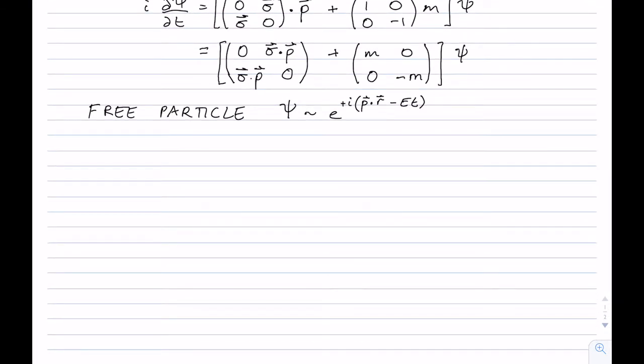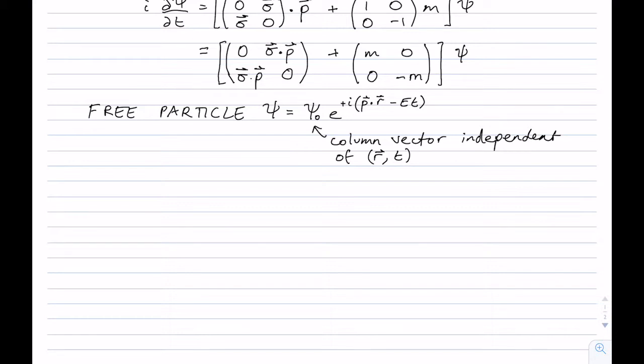So I substitute that in, and I'm going to make this even more explicit. I want to write psi equals some column 4 vector psi naught. So that's some column vector that's independent of space and time, because I want all of the space and time dependence to be encapsulated by that exponential factor.